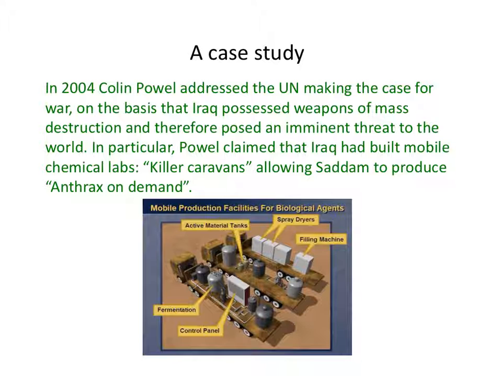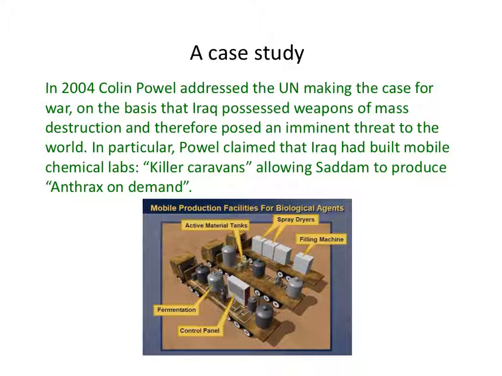So our example concerns the United States invasion of Iraq in 2004. And you will remember, if you're old enough, or you might have read about it, that the United States wanted to have their invasion of Iraq endorsed by the United Nations. They wanted other nations to help them. And so Colin Powell addressed the United Nations, making a case for why Iraq presented a global threat. And the claim was that Iraq possessed what became known as weapons of mass destruction, including chemical weapons, described by Powell as killer caravans, allowing Saddam Hussein to produce anthrax on demand.